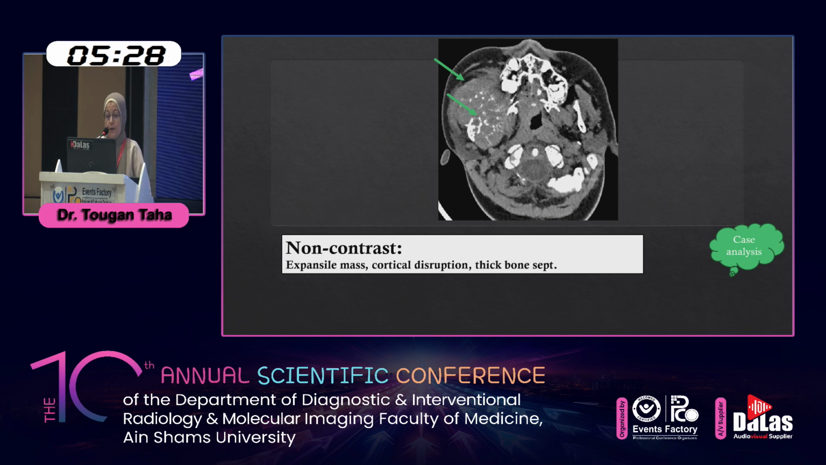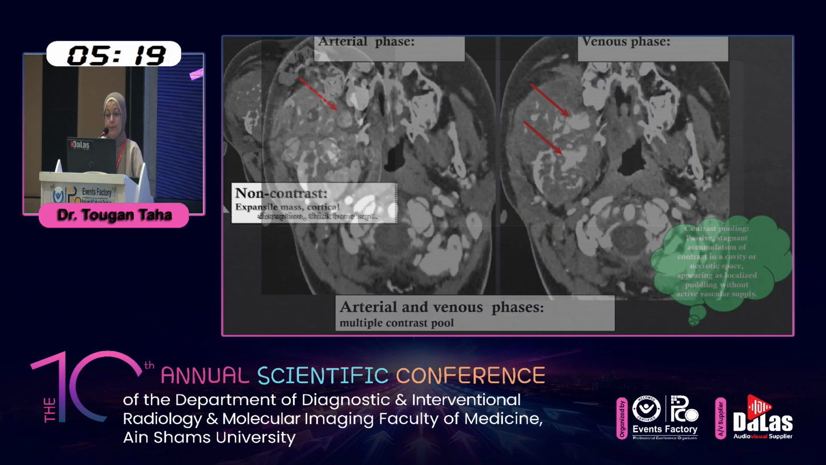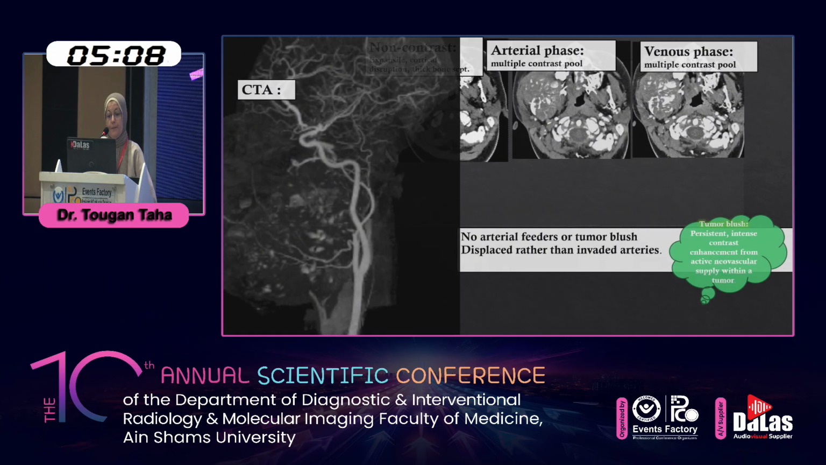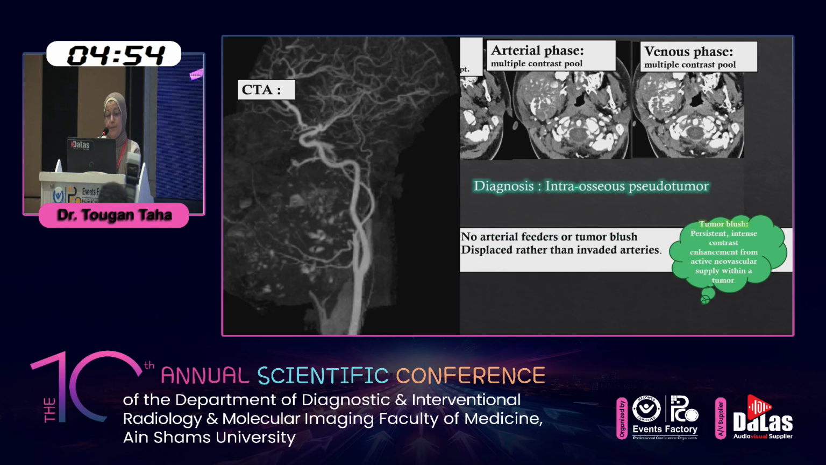Look at the pre-contrast CT. It shows an expansile mass with cortical disruption and thick bone septation. The arterial and venous phases of the angiographic study show multiple contrast pooling that increases with time. The angiographic study shows no arterial feeder or tumor blush, but multiple vascular pools, and they displace rather than invade arteries. So the diagnosis was intraosseous pseudotumor.